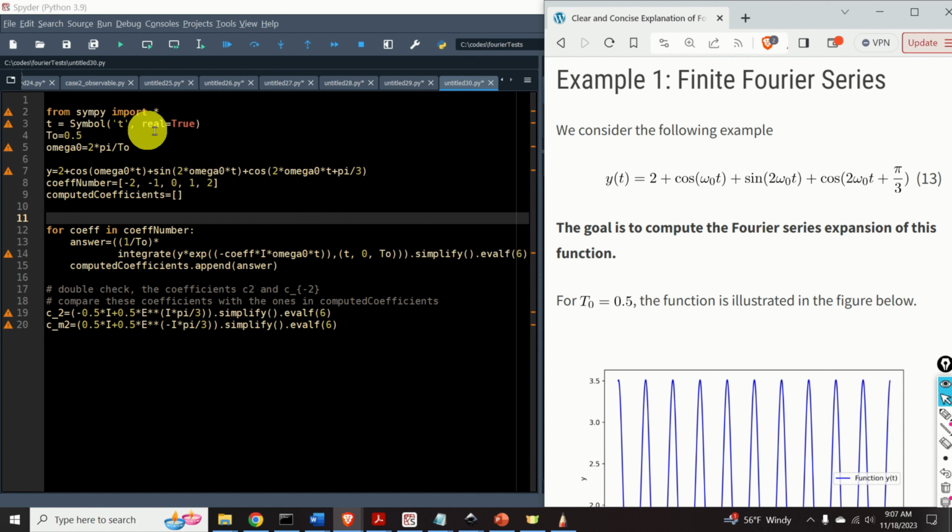Here's the Python script I wrote. As you can see over here, I'm using the SymPy library. Consequently, I'm importing all the functions and packages from this library. Then, I need to define my symbolic time. Consequently, I use this function symbol, and I specify the name for time, it's simply t. And I'm specifying here that this is a real variable. Then, I define my fundamental period, t0 is equal to 0.5, and omega 0, that is my fundamental frequency. Over here, I symbolically define my function.